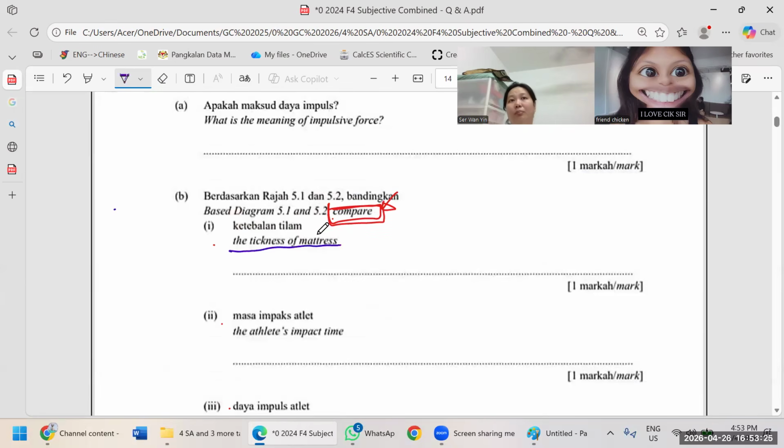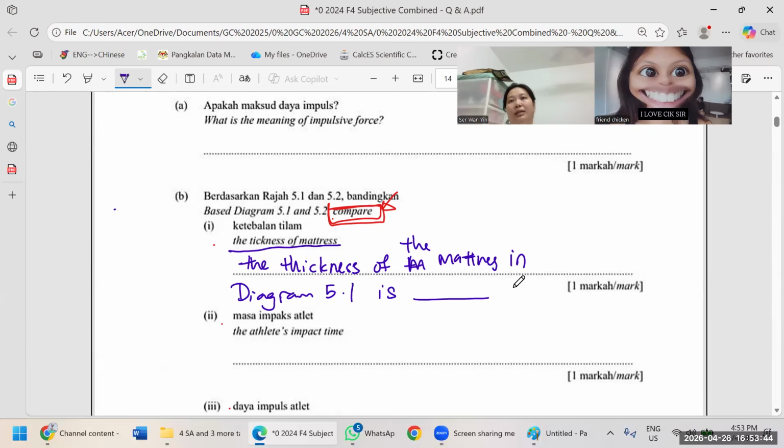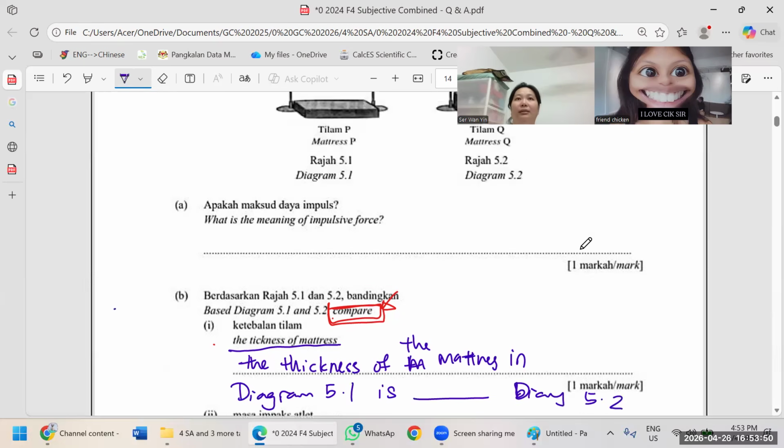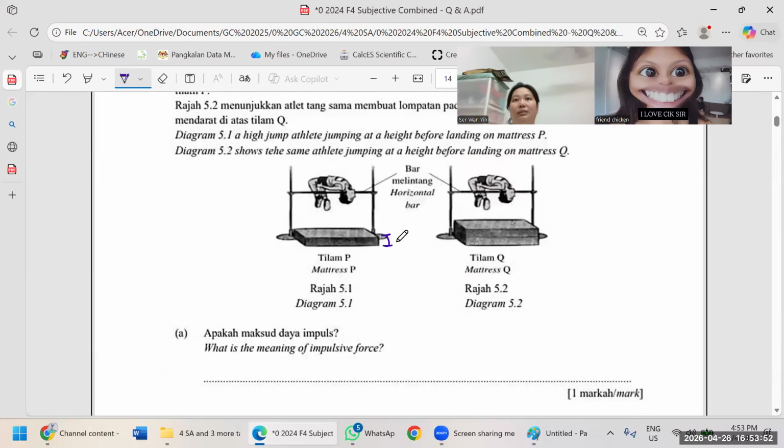For this one, please copy the thickness of the mattress. I prefer you all write like this: Diagram 5.1 is blah blah, then or equal in diagram 5.2. Like the thickness. This is thin. This is thick.